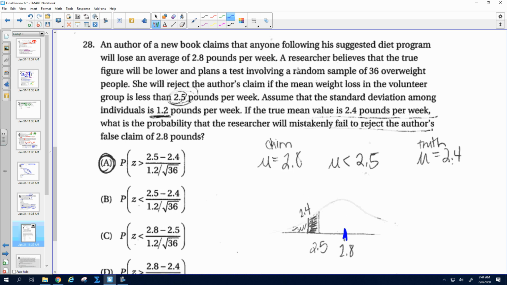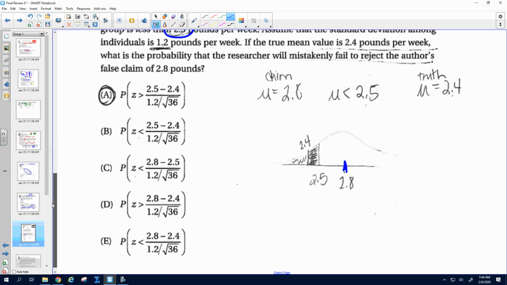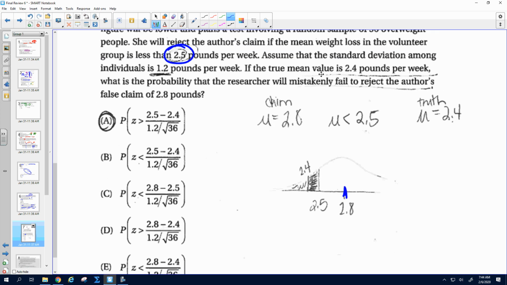So we want to know if they get less than 2.5 pounds. Assume the standard deviation is 1.2. So they all have the same formula in the denominator. And then if the true mean value is 2.8, we actually want to use that as our second number.